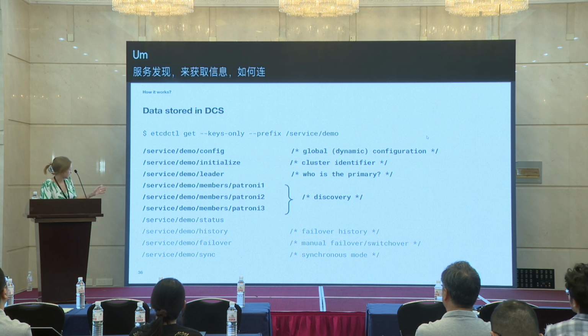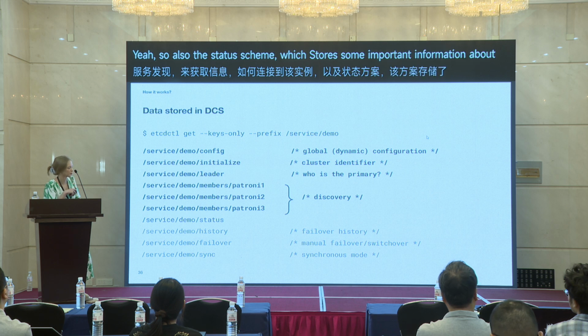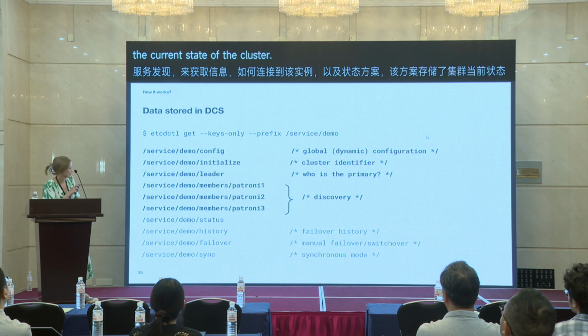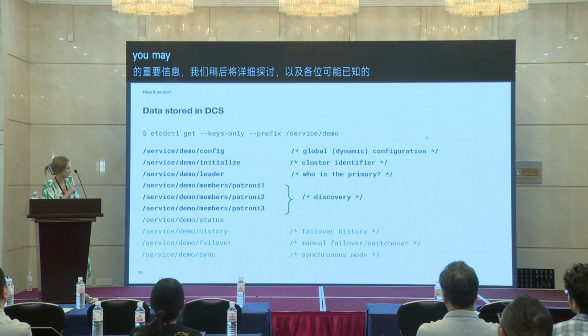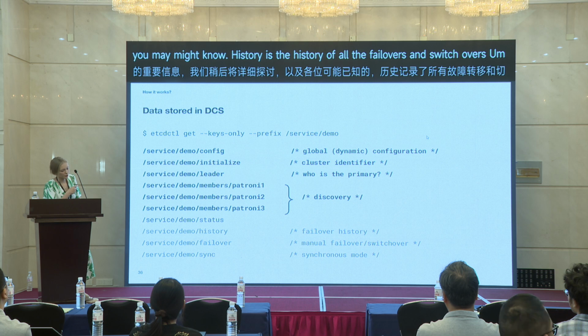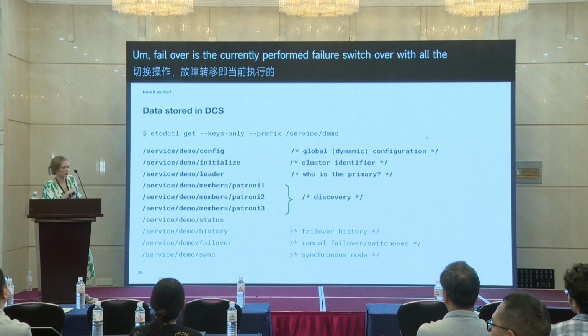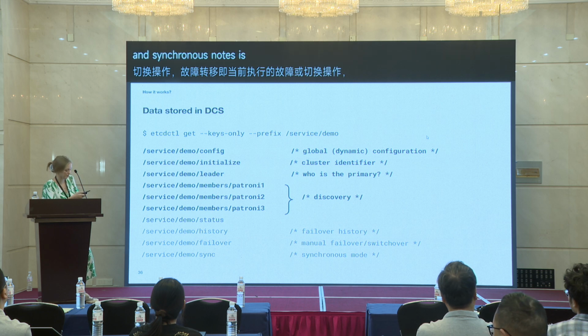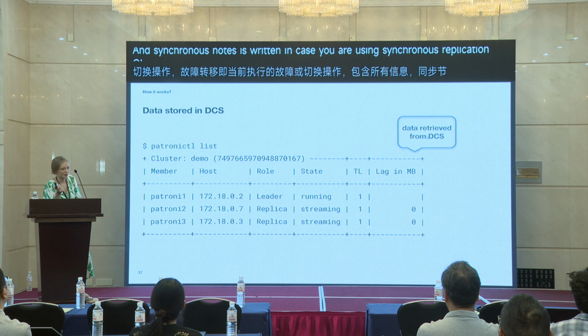Also the status key, which stores some important information about the current state of the cluster. We will look into this a bit later. And some others you might know. History is the history of all the failovers and switchovers. Failover is the currently performed failover or switchover with all the information, and synchronous node is written in case you are using synchronous replication.